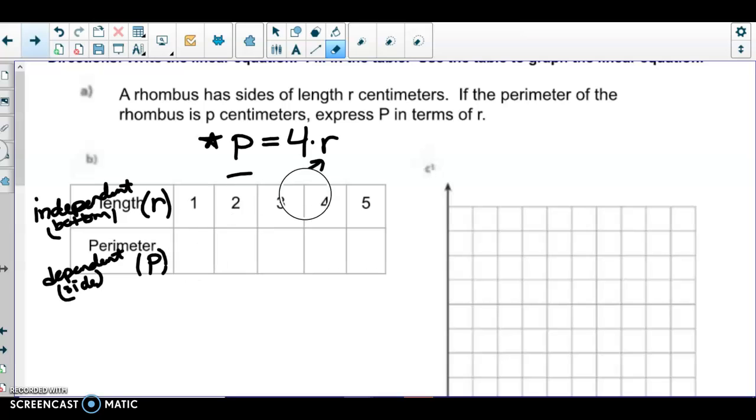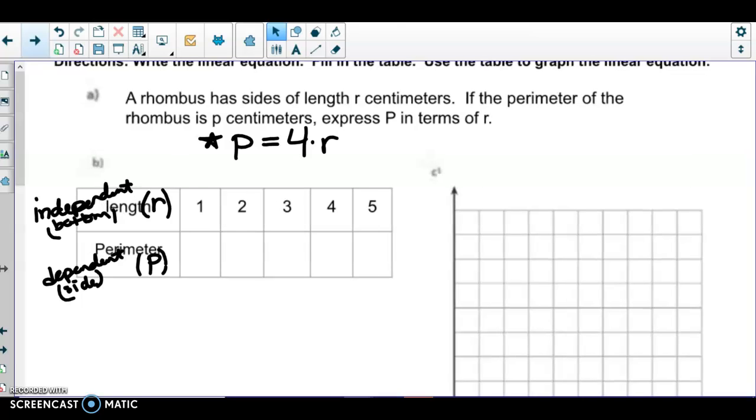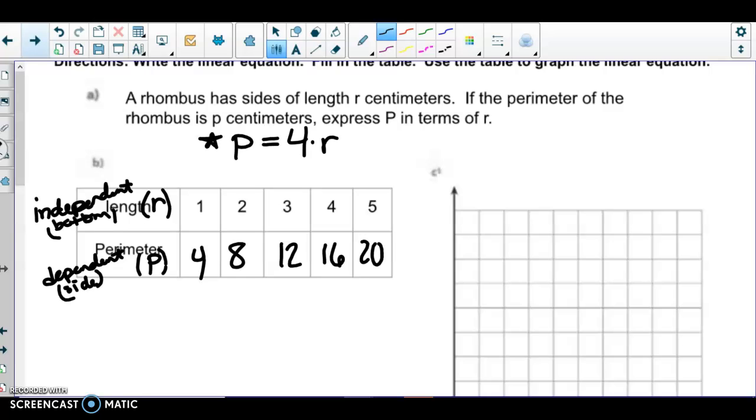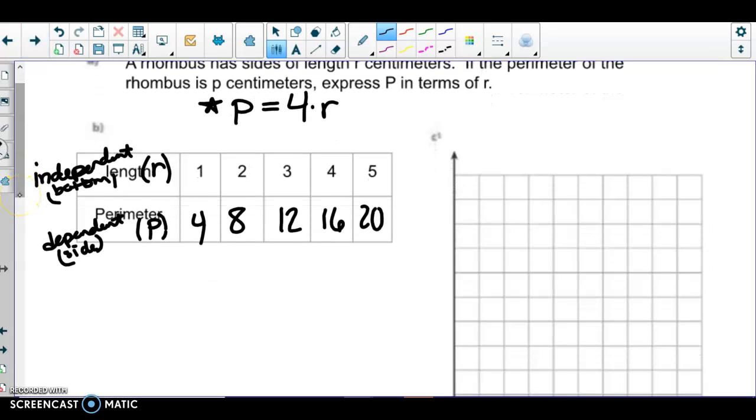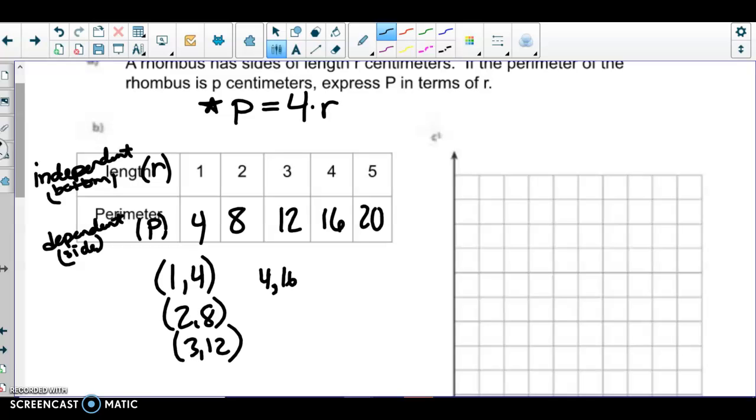Okay, so let me erase that real quick because I was just trying to show you what I was talking about. So 4 times 1 is 4. 2 times 4 is 8. 4 times 3 is 12. 4 times 4 is 16. And 4 times 5 is 20. So now I want to take those and write my ordered pairs. My first location is the point at 1, 4. My second one's at 2, 8. 3, 12, 4, 16, and 5, 20. So those are where my points are going to go on my graph.